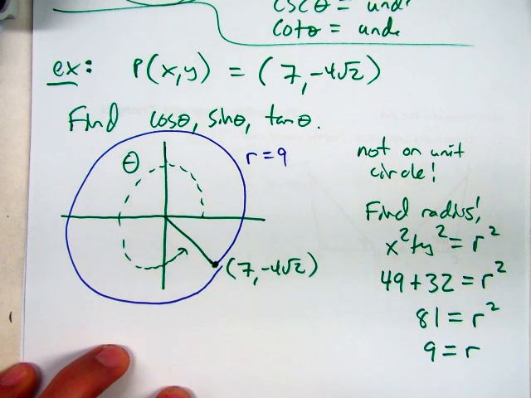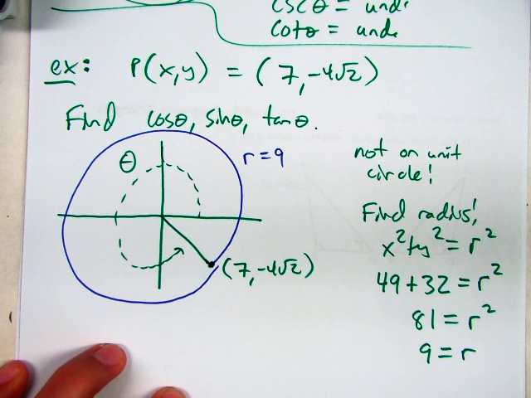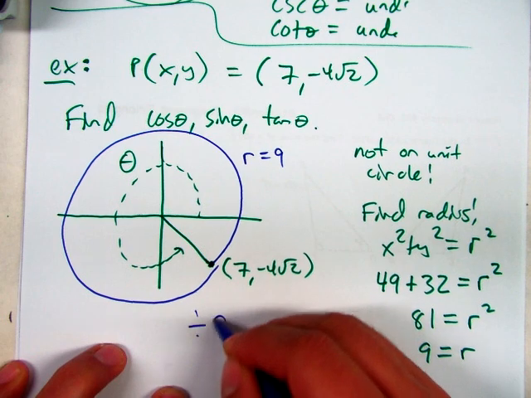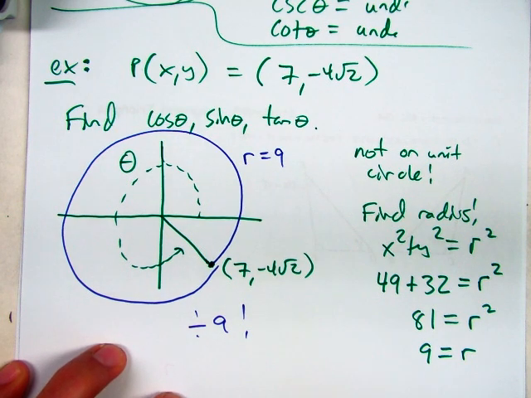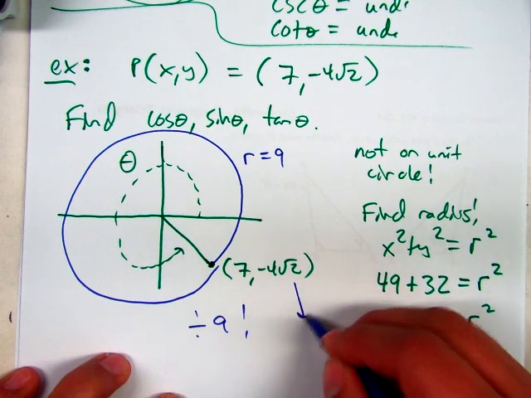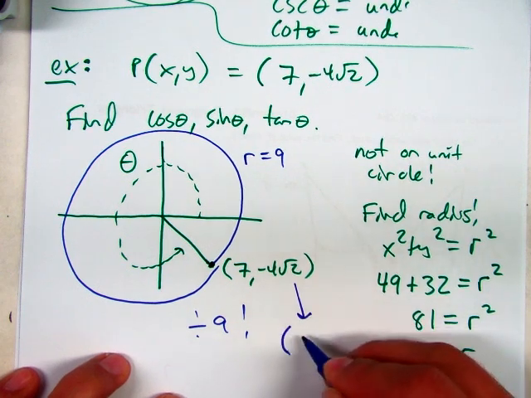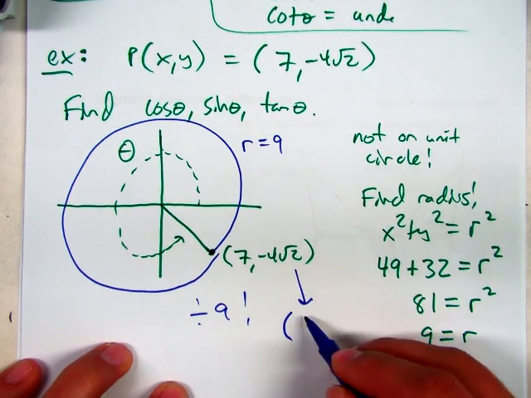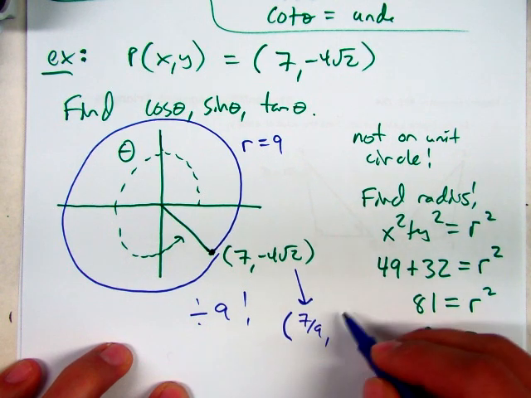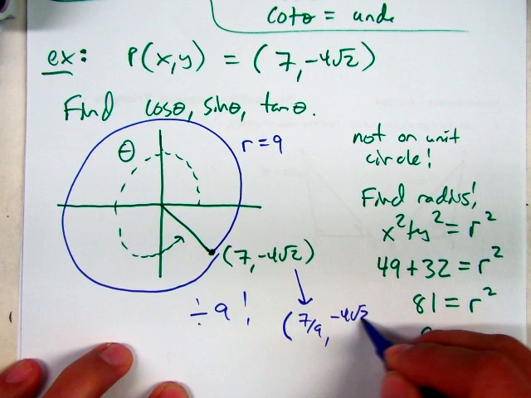Now, to keep things consistent, we want to always be on a unit circle, okay? So you know what we can do? Divide everything by 9. Divide everything by 9 so that this point becomes what? 7 ninths and negative 4 root 2 over 9.